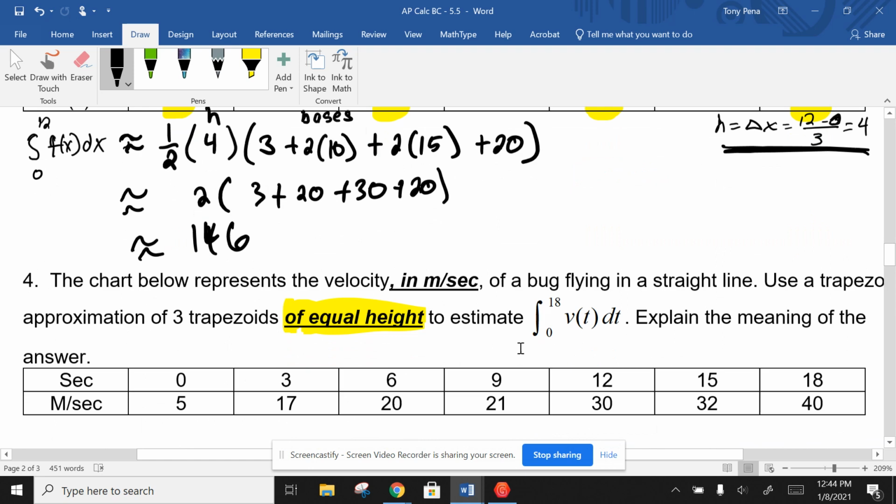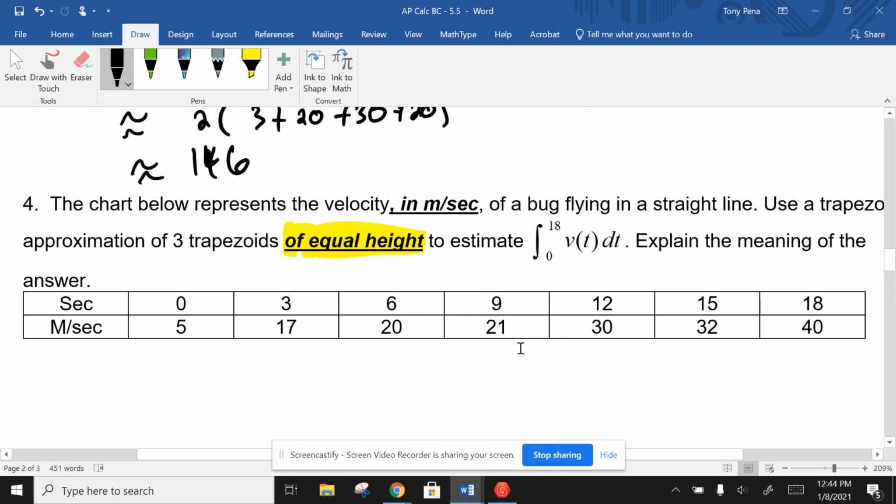All right, so number 4. Similar idea. We're going to use some fancier words. I now tell you that this is a velocity table. It's in meters per second, so this is our velocity row. This is our time of a fly flying in a straight line. I want you to use the trapezoid rule with 3 trapezoids. We want our heights to be equal, and we're going to go from 0 to 18. That just so happens to be the full table, so we're going to go the entire table and do 3 trapezoids.